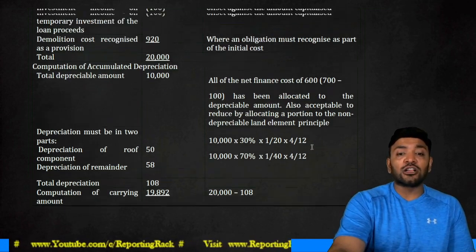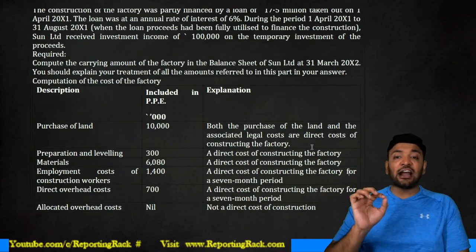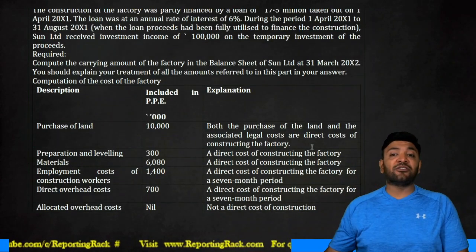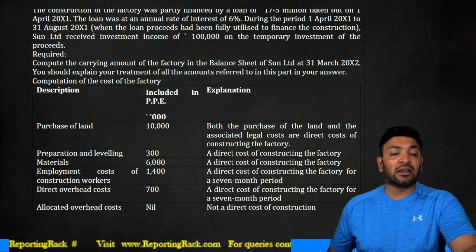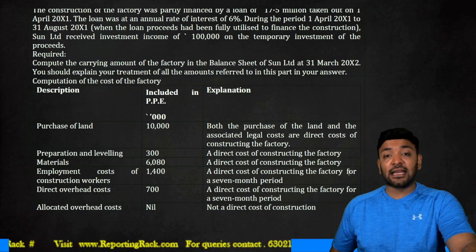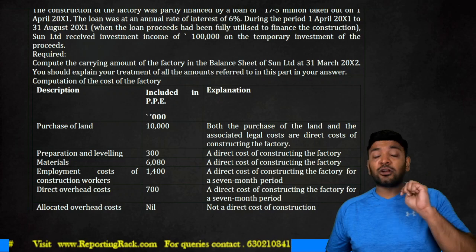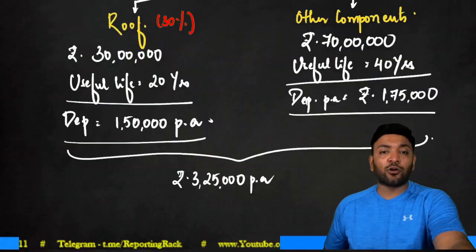But now he is also asking what should be the carrying value of the factory premises as on 31st March 2012. Can you tell me the factory premises carrying value on 31st March? When did you stop the entire capitalization? 30th November. From 30th November to 31st March, how many months? 4 months. Calculate depreciation for 4 months.